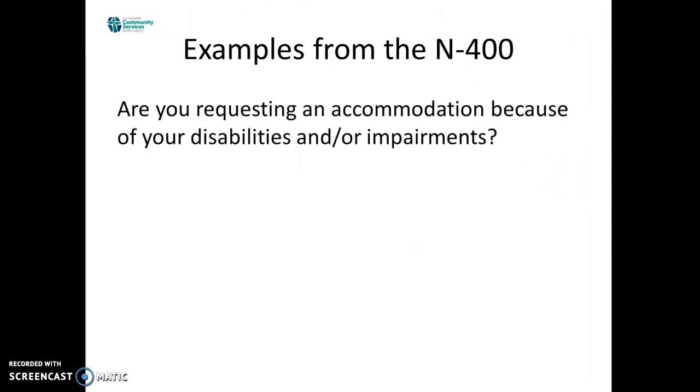Are you requesting an accommodation because of your disabilities and or impairments? This question is simply asking, do you have a disability such as you are blind, you cannot see, or you are deaf, which means you cannot hear, and you need accommodation, which means extra help to take the test?